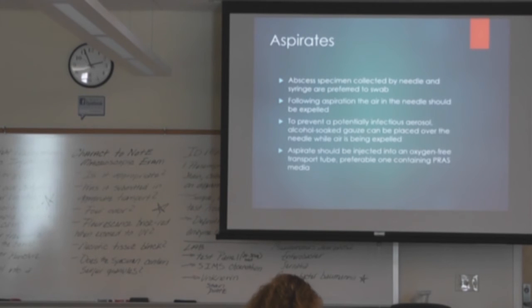The aspirate should be injected into an oxygen-free transport tube, and what you want to have in there is PRAS media, okay? Basically how you make this is by boiling and autoclaving, and it replaces any air with an O2-free gas mixture, okay? So that's what they want to have in the media when they're transporting it.